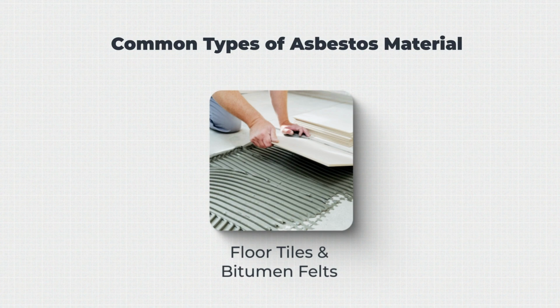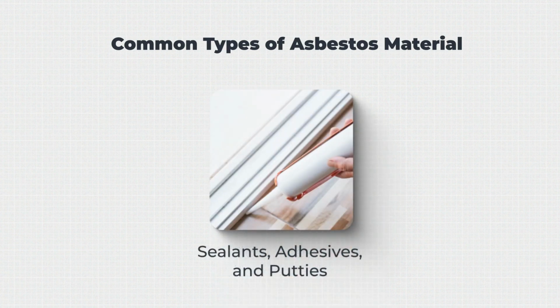Floor tiles and bitumen felts. Bonded with asbestos fibres, these were strong and durable. Sealants, adhesives and putties contained asbestos fibres so that they could be effectively used in hot water systems and boilers.